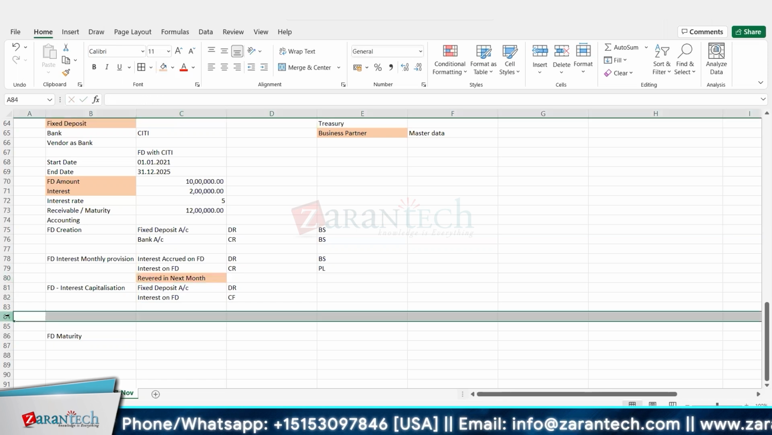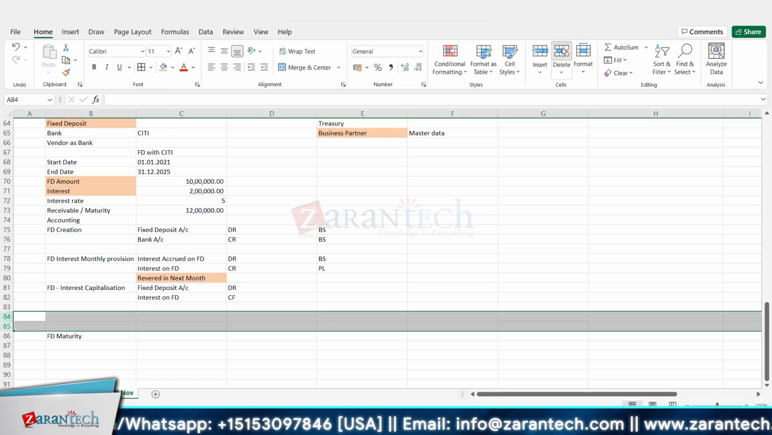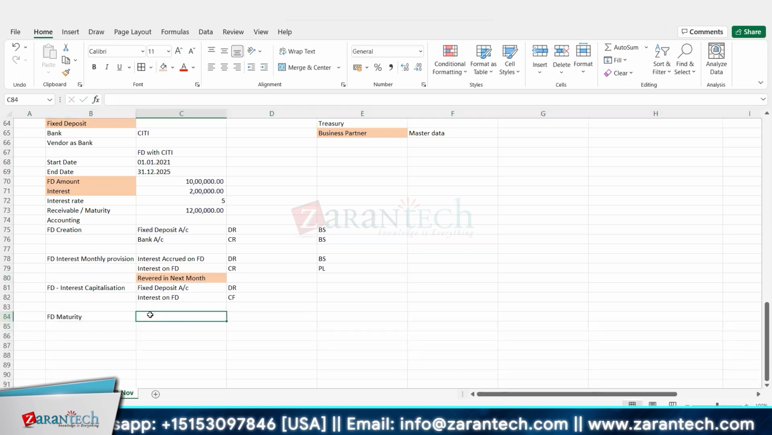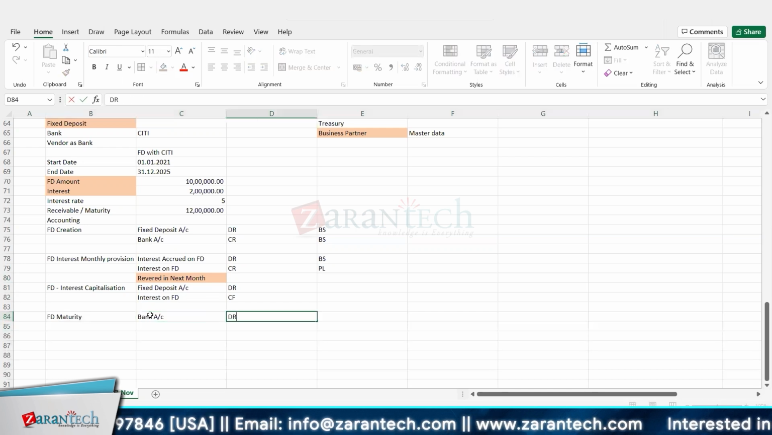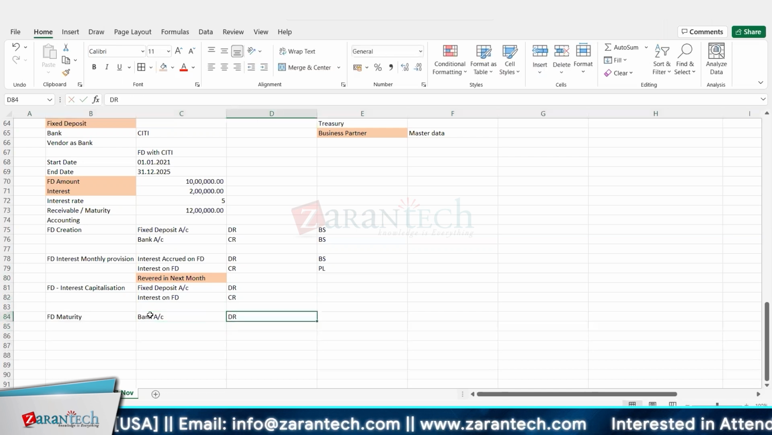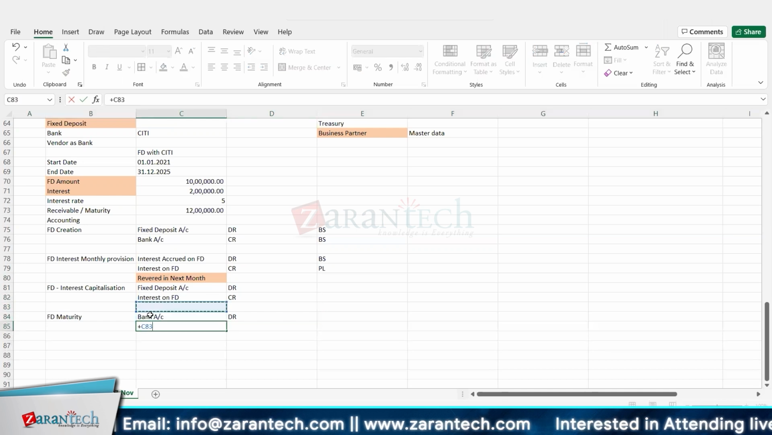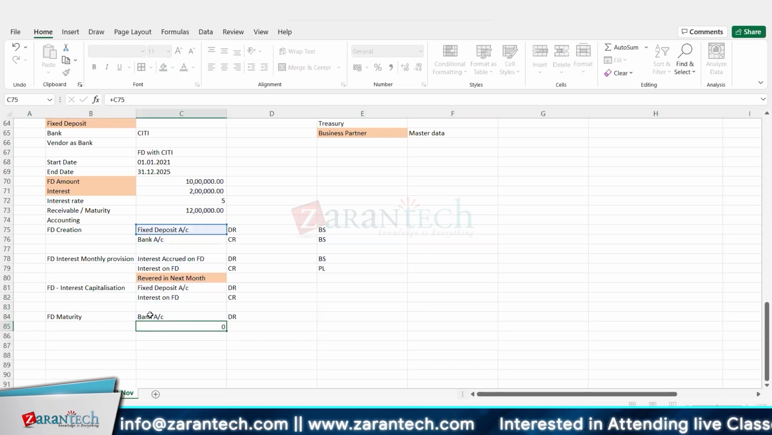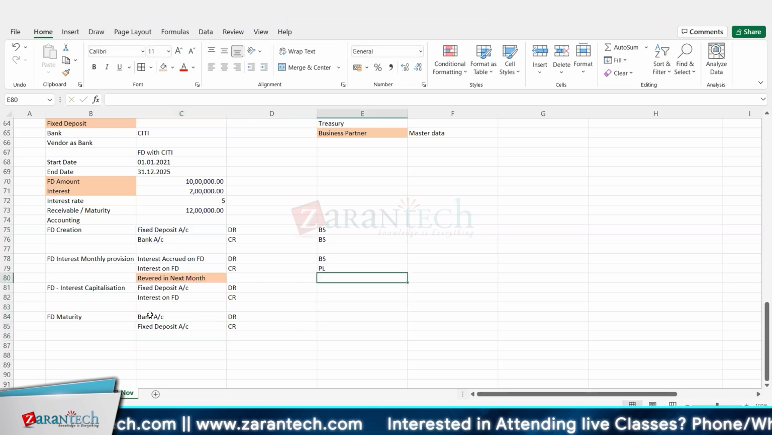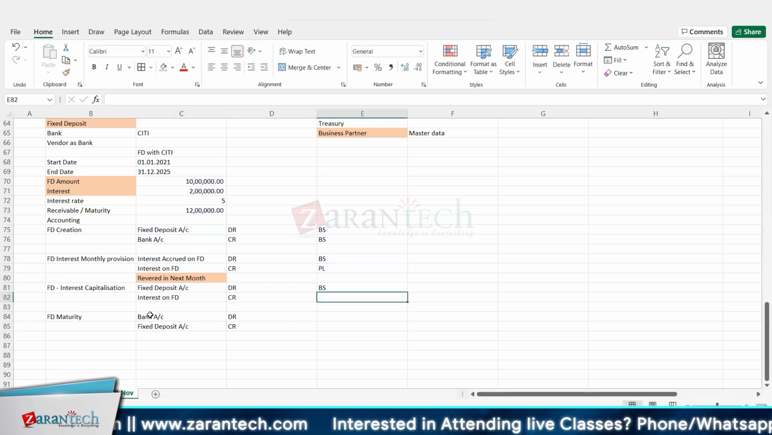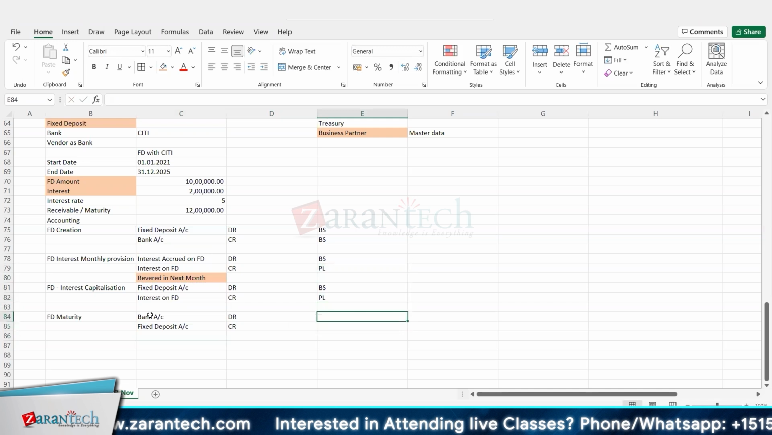And when maturity of the fixed deposit happens, maturity means you will get the money in your bank account, so the bank account will debit, and the credit will be the fixed deposit. So now I got the maturity money in my bank account. So this is the accounting.